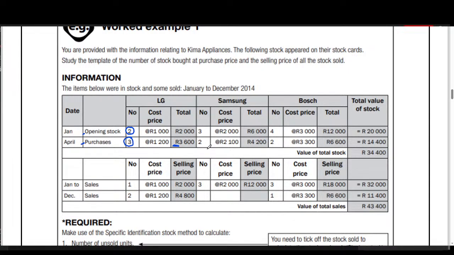Okay, we move on. Samsung, at the beginning, had 3 items. Then during the year, they bought 2 items.